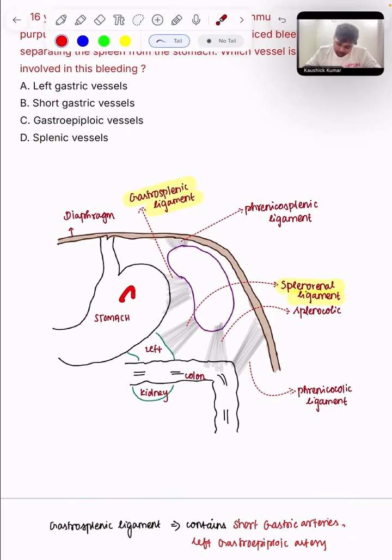This is the stomach, spleen, left kidney, transverse colon, splenic flexure, and diaphragm. From the stomach to the spleen, we have the gastrosplenic ligament. From the left kidney to the spleen, we have the splenorenal ligament. From the diaphragm to the spleen, we have the phrenicosplenic ligament. From the spleen to the colon, we have the splenocolic ligament. From the diaphragm to the colon, we have the phrenicocolic ligament.